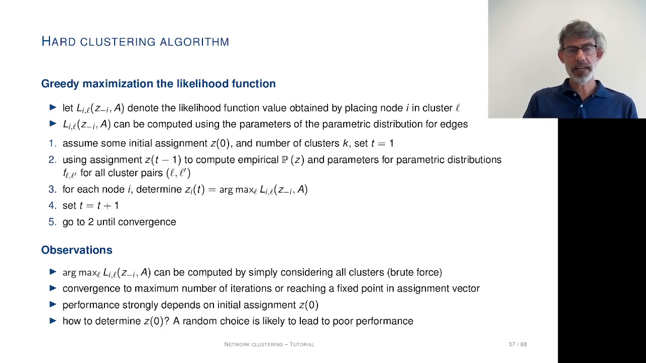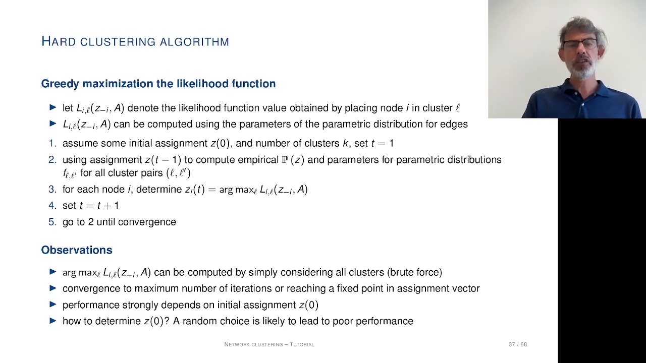Using the assignment at z_{t-1}, we compute the empirical p of z and the empirical parameters for the distributions f_{L,L'}, given the cluster pairs L, L'. So given the current assignment, I compute the parameters of the parametric distribution. Then, for each node i, I determine the best community, the best cluster for node i, fixing everything else. I set t equals t plus 1, and I go again.